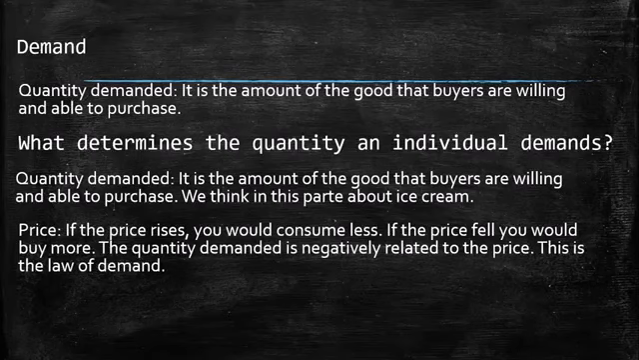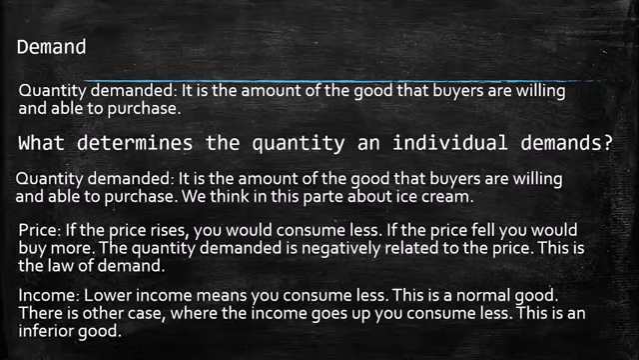So the quantity demanded is negatively related to the price. This is the law of demand. The other factor that determines individual demand is income. Lower income means you consume less. When you have a lower salary, you consume less beer, maybe fewer expensive restaurants, maybe less food. So we can say that this is a normal good, like beer, for example.